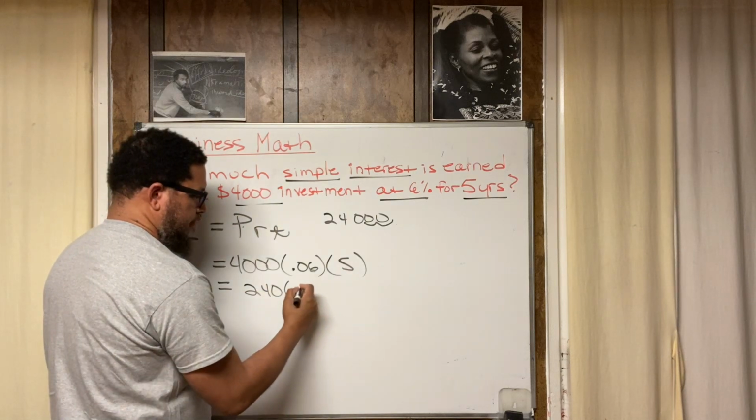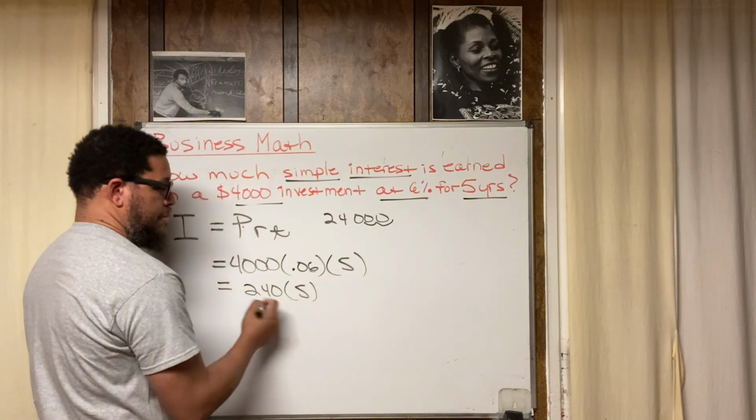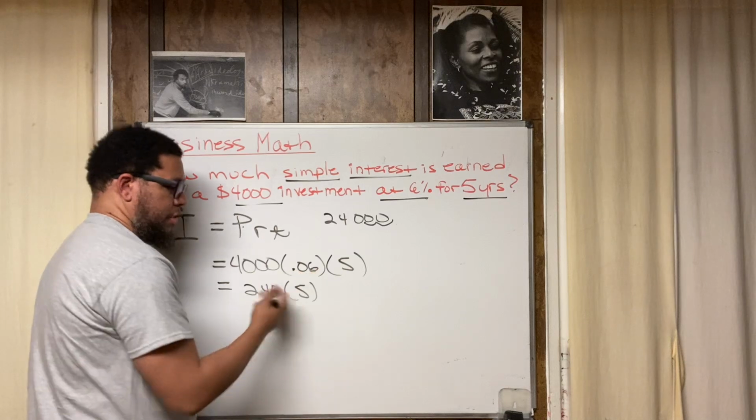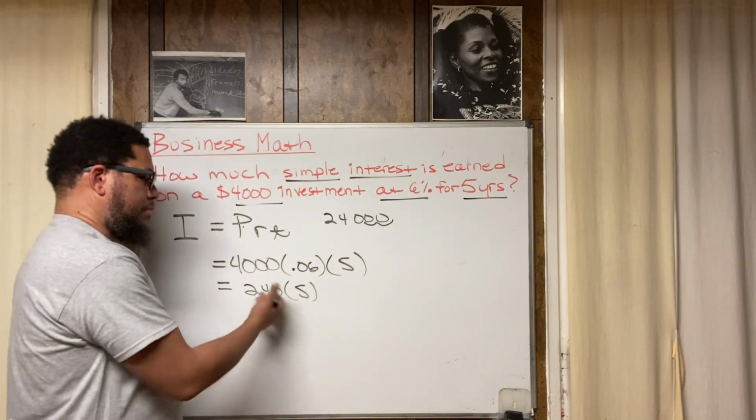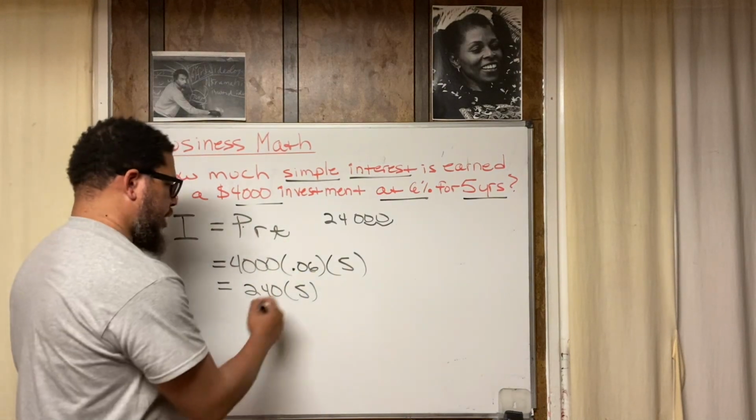And then bring down the 5. Where did 240 come from? 4,000 times 0.06. If you throw this in the calculator, I guarantee you it's going to be 240. All right. Now, 240 times 5.